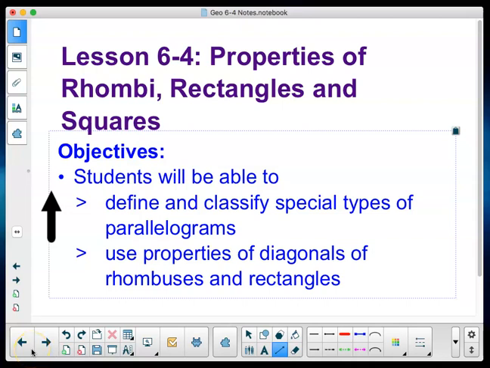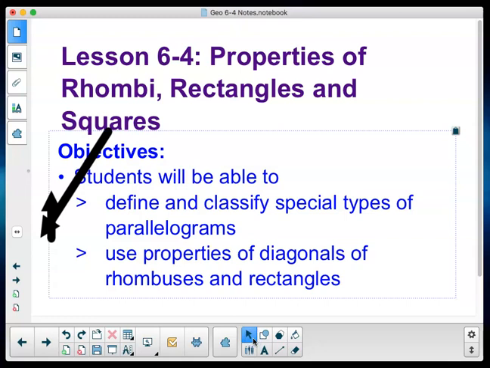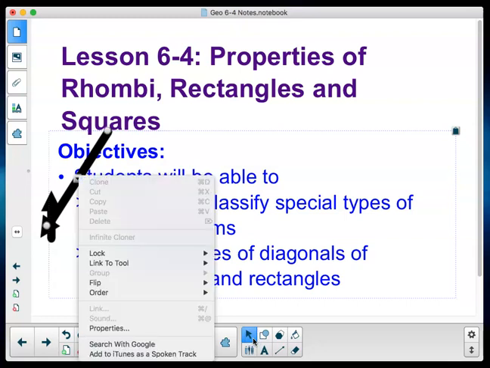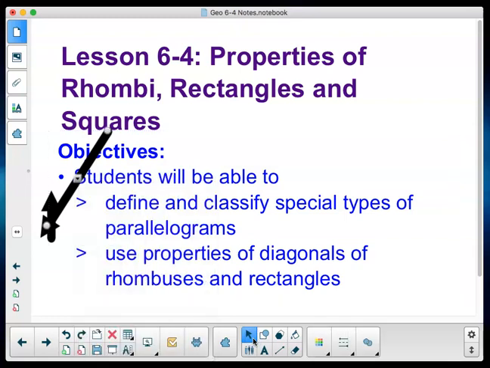Hey Geometries, this is Mr. Bloom, and this is lesson 6.4. Oops, and this is lesson 6.4. Let's get rid of that. That was kind of an interesting deal. Got that. Okay, this is lesson 6.4.